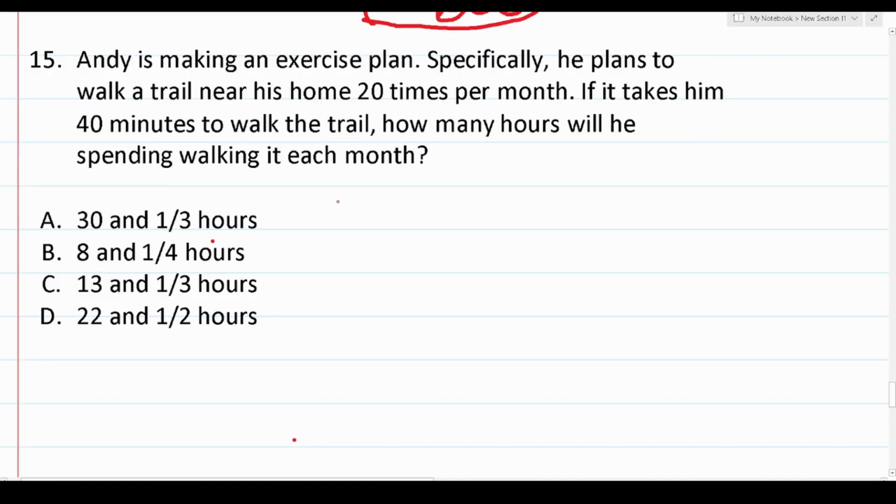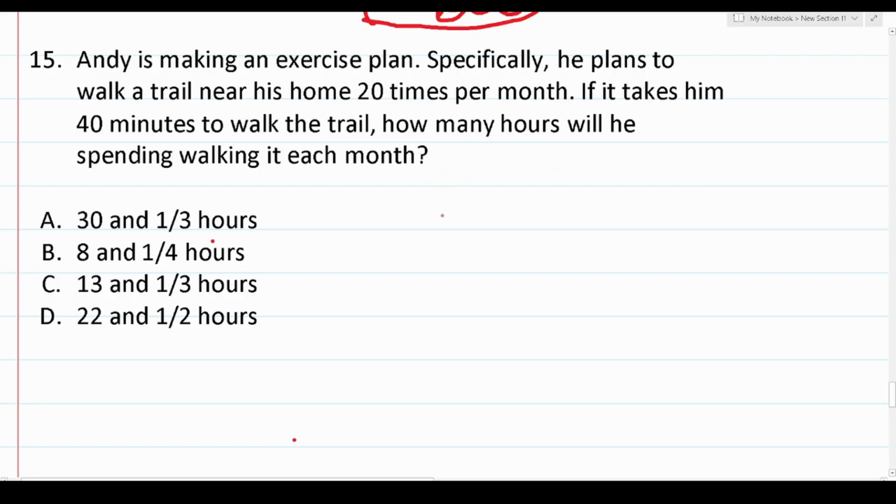All right, number 15 says Andy is making an exercise plan. Specifically, he plans to walk a trail near his home 20 times per month. If it takes him 40 minutes to walk the trail, how many hours will he spend walking it each month? Okay, so for this one, we're probably going to have to convert minutes to hours and minutes. So let's go ahead and do that.